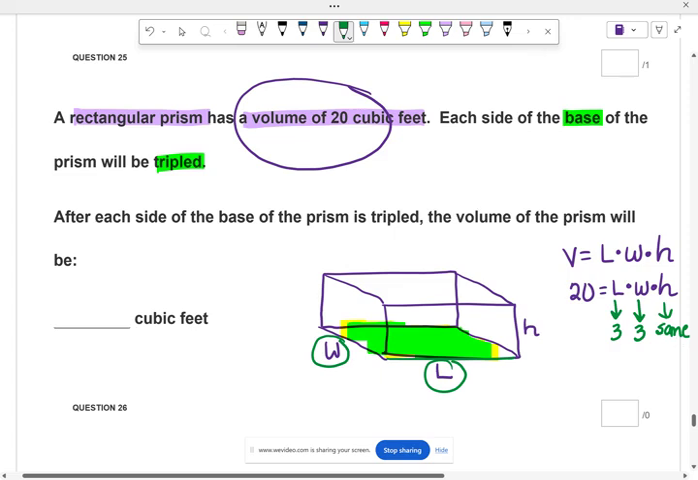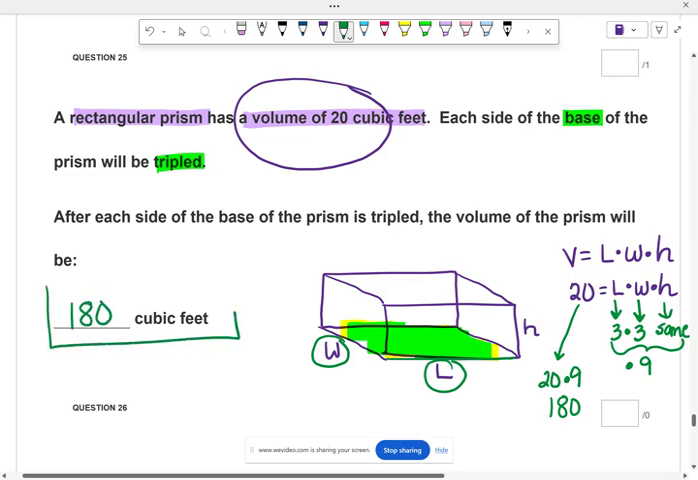The overall effect, if we multiply the length by 3 and the width by 3, look, that's times. This side over here is going to get multiplied by 9. This is just a balanced equation. If the right side got multiplied by 9, that means we have to also multiply the left side by 9. 20 times 9 would be 180. So the volume of the new prism would be 180 cubic feet.